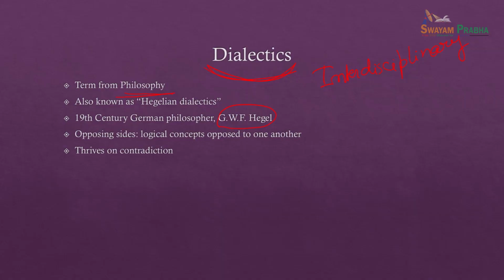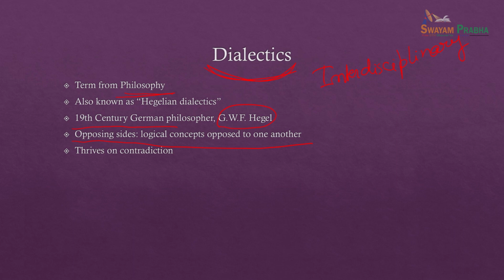Okay. So, 19th century German philosopher G.W.F. Hegel came up with the word dialectics. So, what is the theme? The core crux of this particular area is opposing sides, logical concepts opposed to one another.